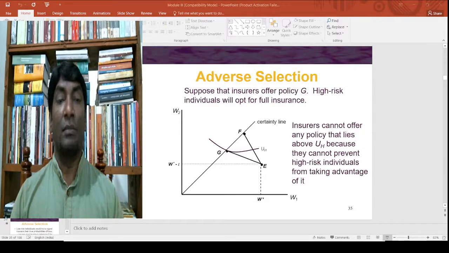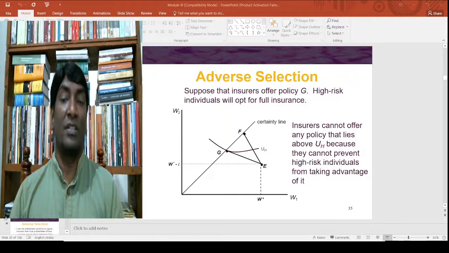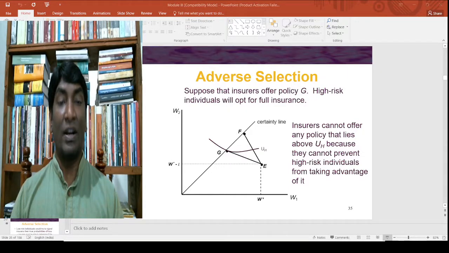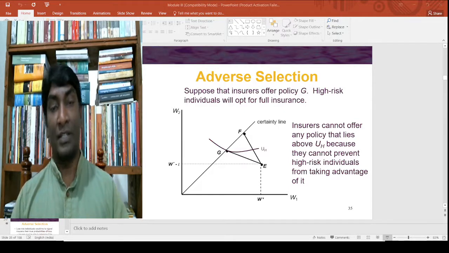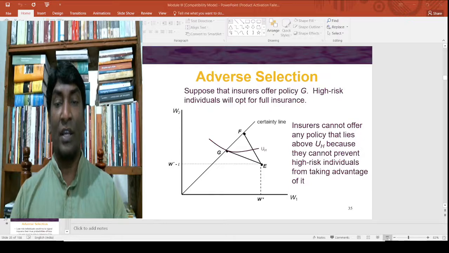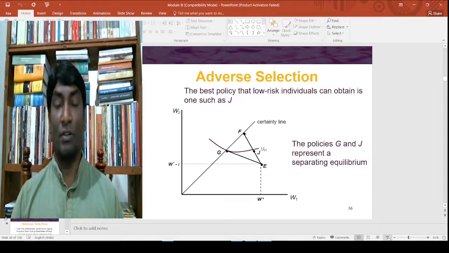And then the best policy that a low risk individual can obtain is one such as J, then the policies G and J represent a separating equilibrium for both cases. This is what one can see from this particular graph, which is actually the low risk case.